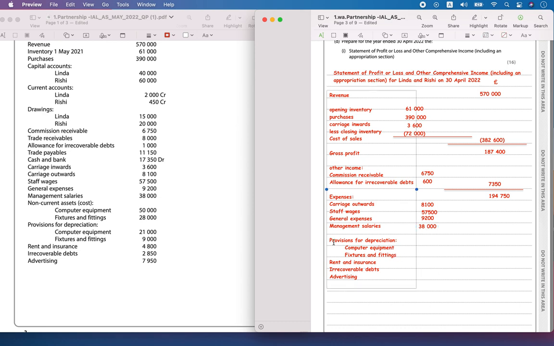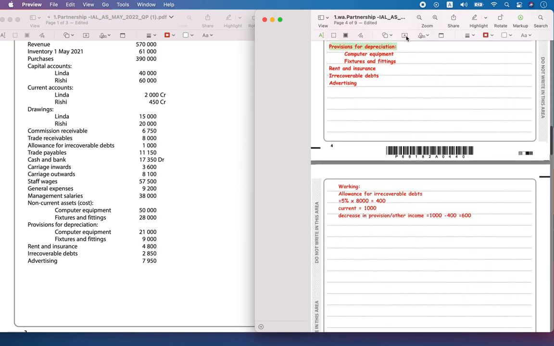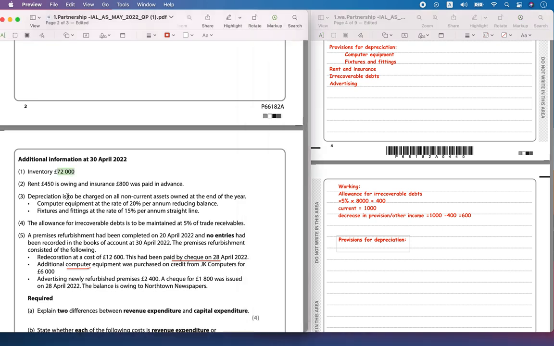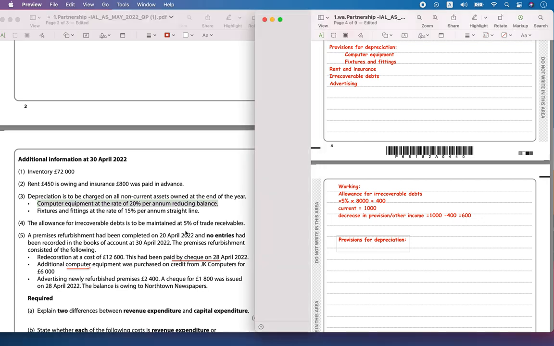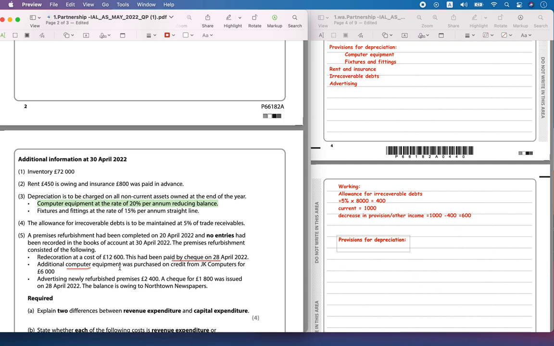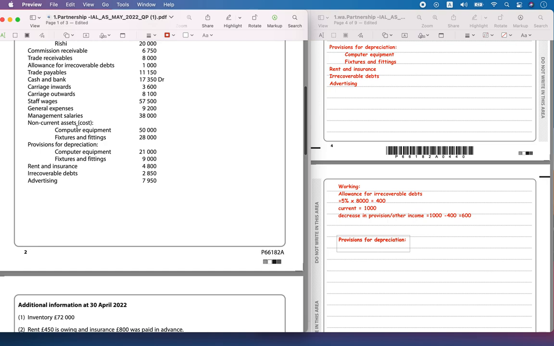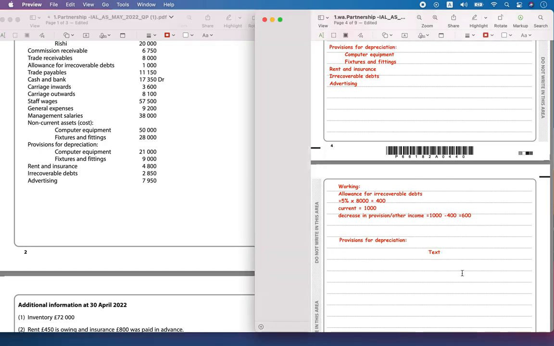Then we have to calculate provision for depreciation. So we have to do the working. Let's write here. Provision for depreciation. The data given is that depreciation is to be charged on all non-current assets owned at the end of the year. Computer equipment is at the rate of 20% by the reducing balance method. But there was an additional computer also that was purchased. So first, they are going to be using the reducing balance method, 20% per annum. The cost is of the computer equipment.